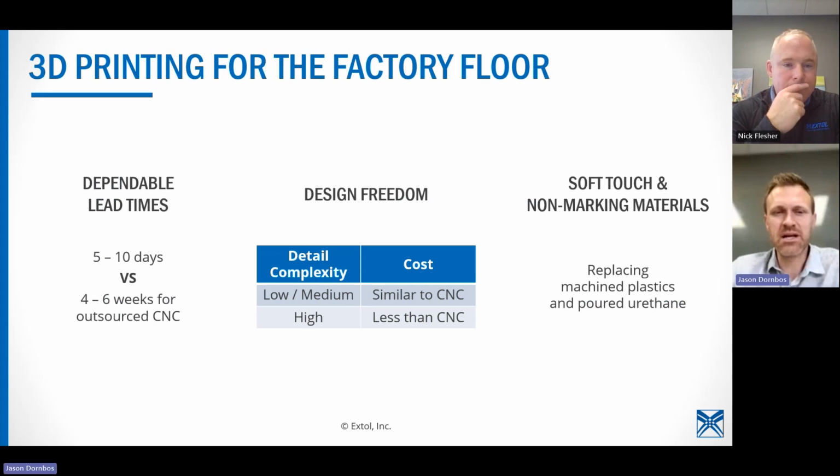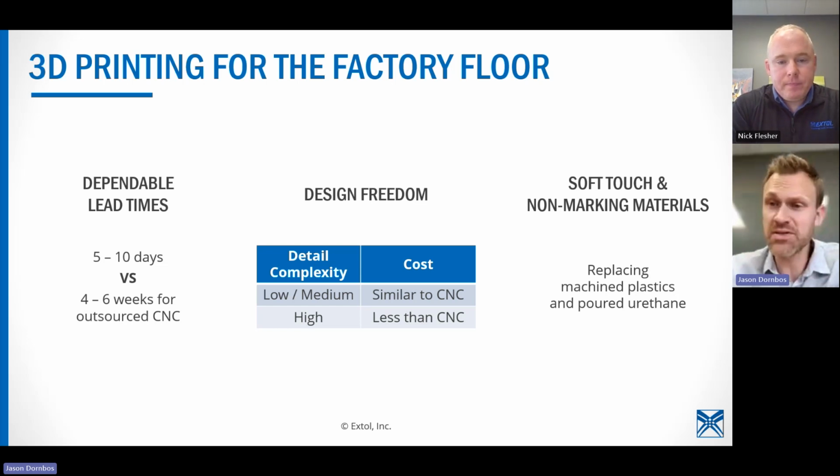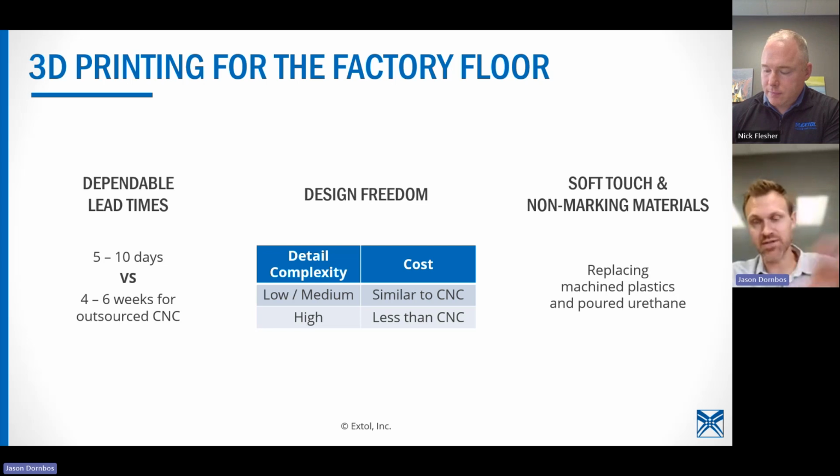Next, I want to talk about 3D printing. We kind of had that at the very, very beginning and talked about that. We see 3D printing as a really, really good solution for tooling. And some of the benefits are that you get dependable lead times. You can get 3D printed nesting blocks in 5 or 10 days rather than 4 to 6 weeks if you have to outsource your CNC cutting. You get design freedom. 3D printing, everybody knows that you can have more design flexibility.